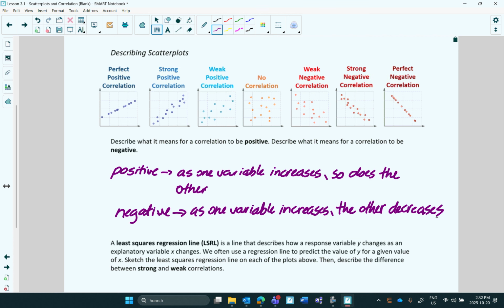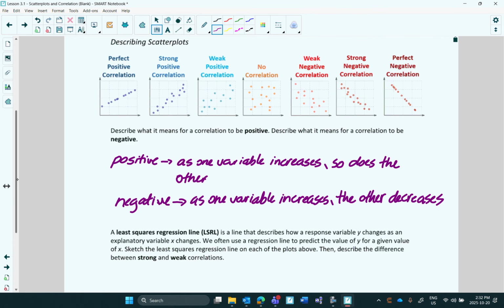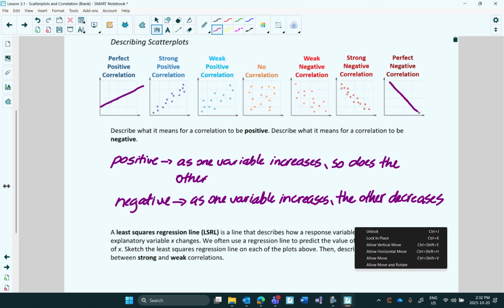So, as mathematicians, we want to quantify this. One way that we know how to quantify a relationship is using lines. What we do in statistics is fit a line to the relationship that we see by all the points. In the first and last examples, it's pretty easy because they form a perfect line, like so.